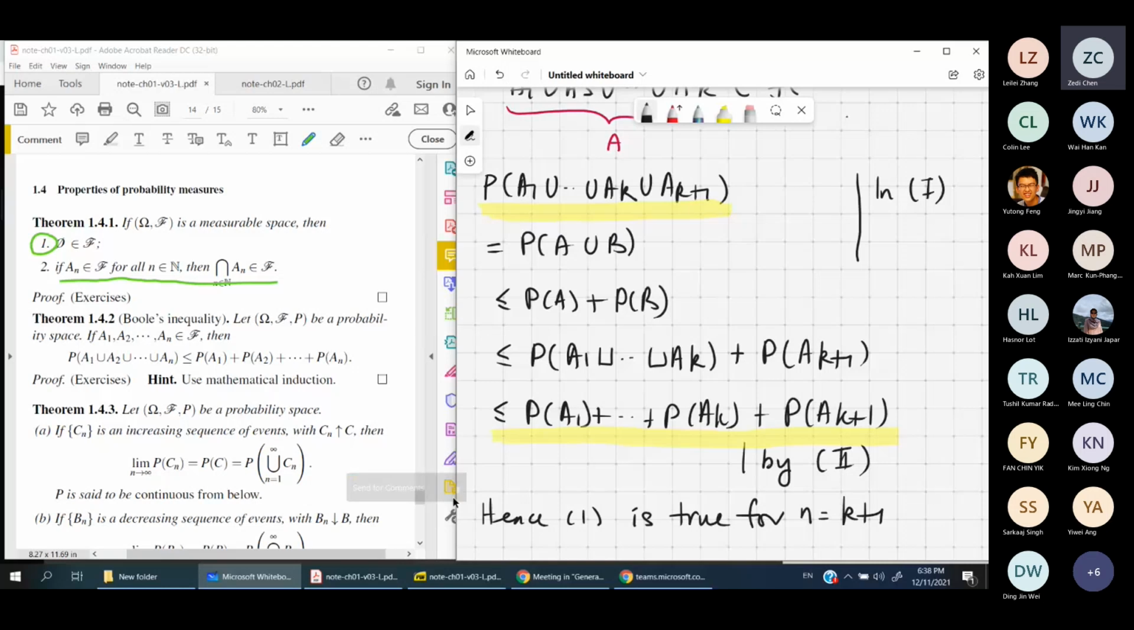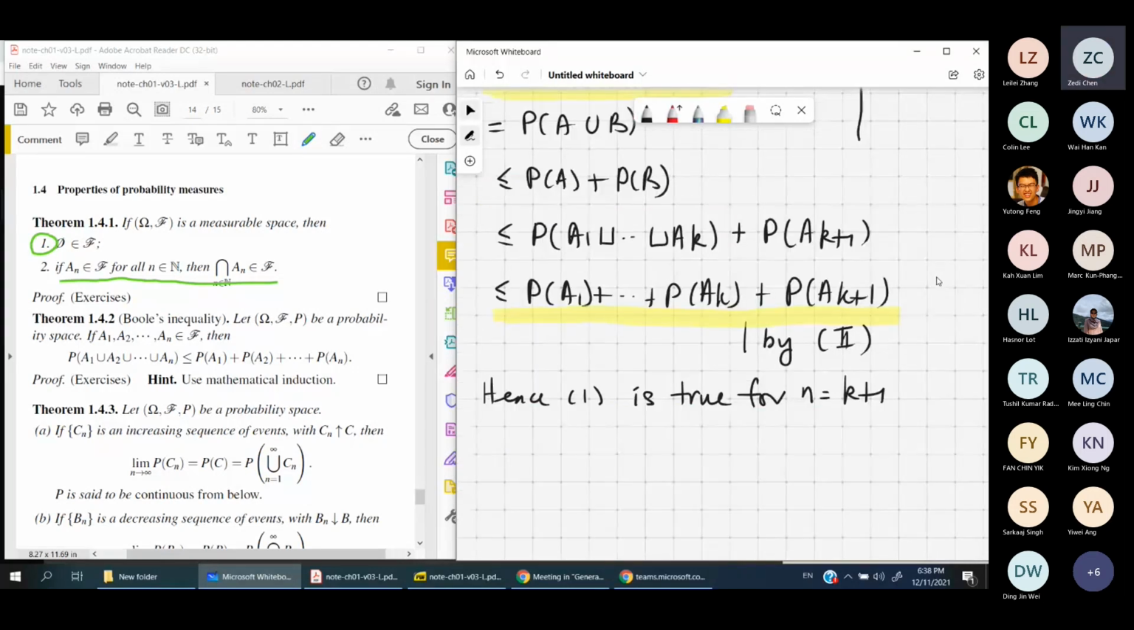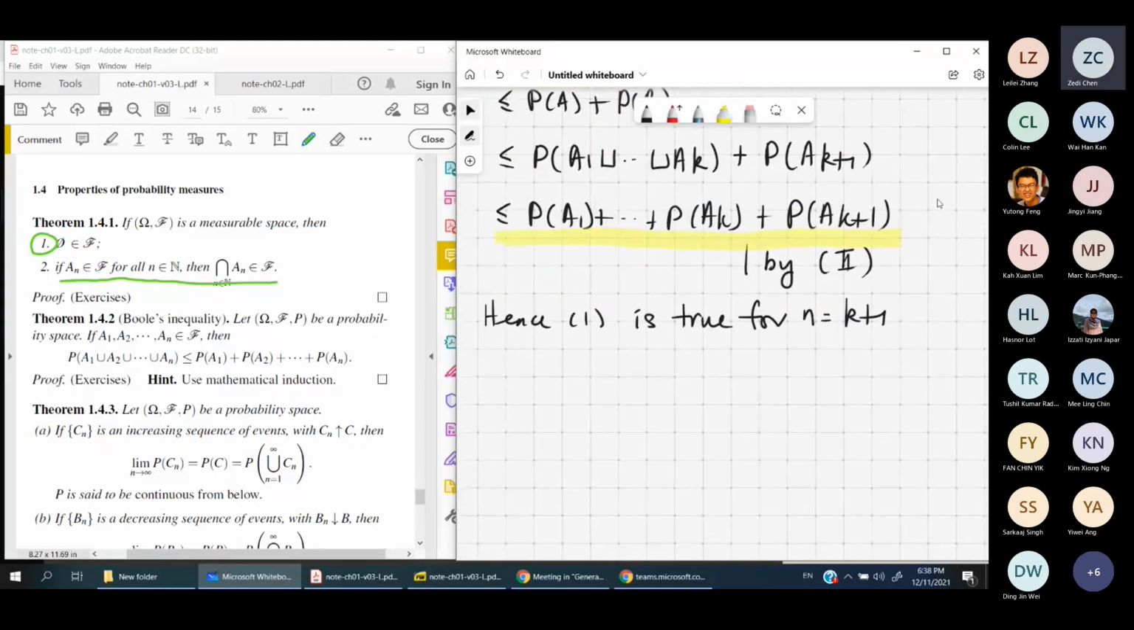By going through these 3 processes, 1, 2, 3, we can have a final conclusion. Hence this formula 1 is true for all integers. So that is the method of what we so-called mathematical induction.